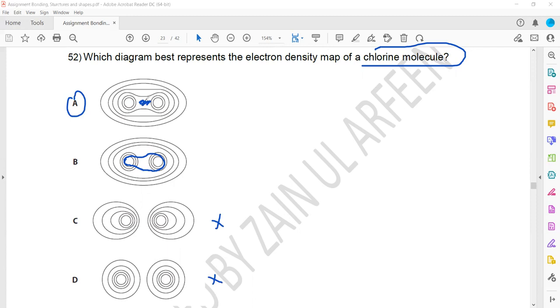Because we can find the electron anywhere within this region. The probability of finding the electron is maximum anywhere within the region. So for chlorine, A should be the answer, like any diatomic molecule, even if it was not chlorine, if it was oxygen or nitrogen, any diatomic molecule, then A should be the right answer.